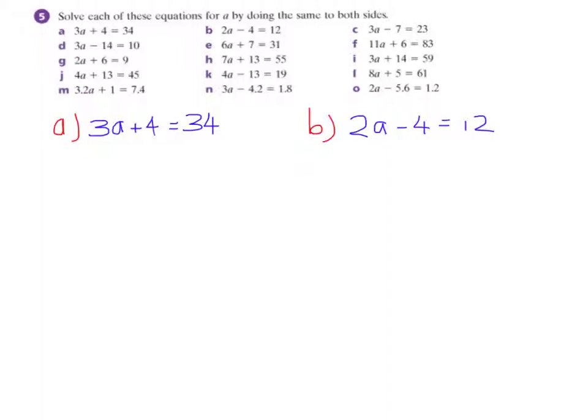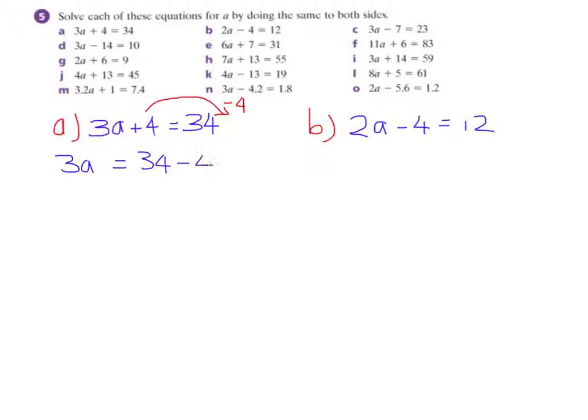Okay, let's have a look at this. So we've got 3a plus 4 equals 34. So this part here, this is our plus 4. We've got to take it across to this side. So when we've got a positive 4 or a plus 4, when we take it over to that side, it becomes a take 4. So I'm going to write my 3a equals 34.